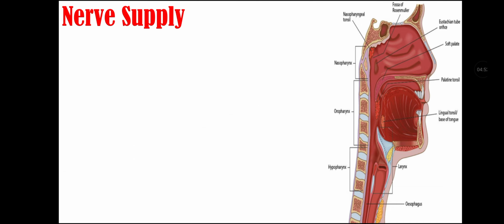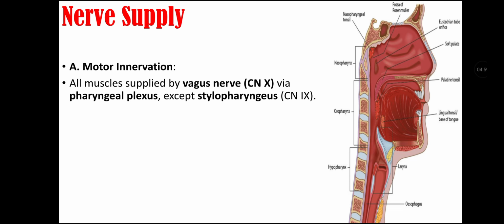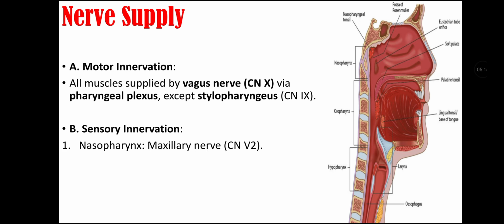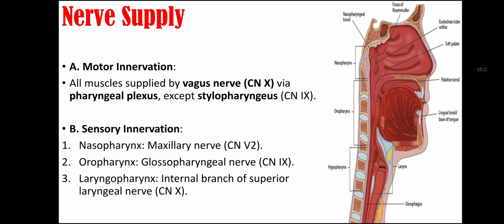Now let's talk about nerve supply of pharynx. First, nerve supply includes motor innervation. All muscles in the pharynx are supplied by vagus nerve through pharyngeal plexus, except the stylopharyngeus muscle that is supplied by glossopharyngeal nerve, that is the ninth cranial nerve. Then we have the sensory innervation in the pharynx: in the nasopharynx it is by maxillary nerve, in oropharynx it is by glossopharyngeal nerve, and in laryngopharynx it is by internal branch of superior laryngeal nerve.